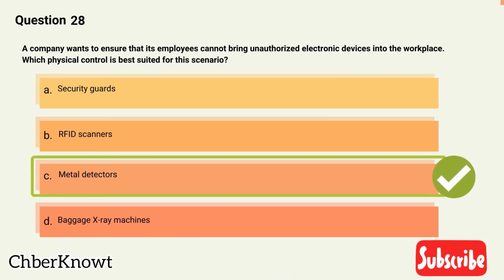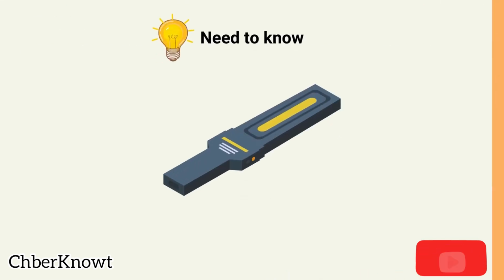Metal detectors. Explanation. Metal detectors are the physical control that is best suited for preventing employees from bringing unauthorized electronic devices into the workplace. Metal detectors are commonly used to screen individuals and their belongings for metal objects, including electronic devices. Metal detectors can be placed at entry and exit points to a workplace to detect metal objects on an individual's person or in their bags or belongings.